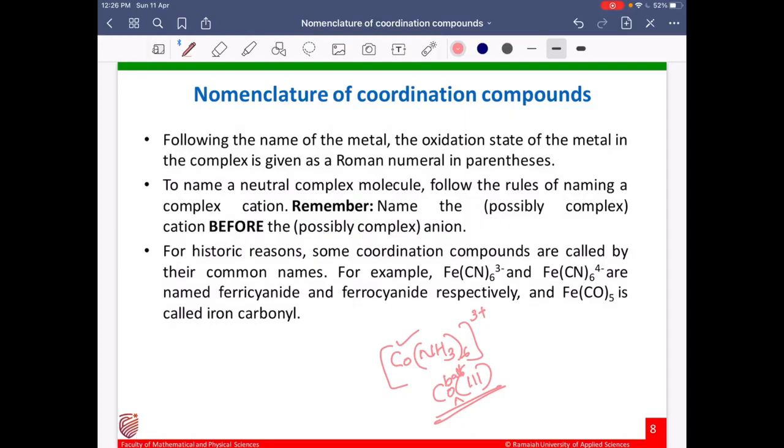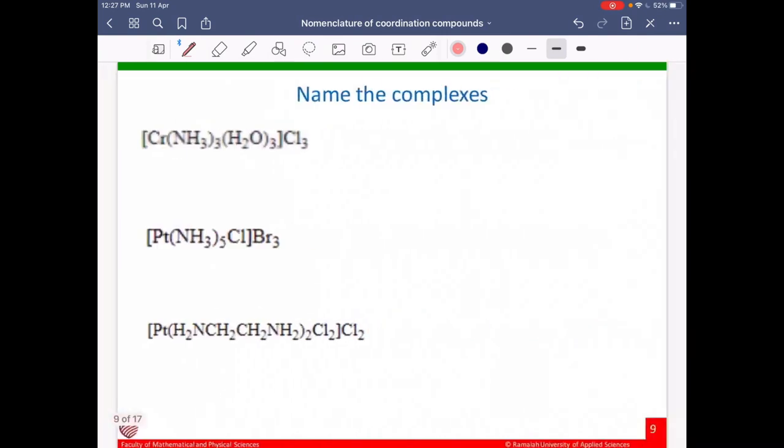For historic reasons, some coordination compounds are called by their common names. Fe(CN)6 3- and Fe(CN)6 4- are named ferricyanide and ferrocyanide respectively. And Fe(CO)5, we will call it iron carbonyl. This is mainly due to historic reasons, so we will call them by their common names. Now we will do some examples where we will name the complexes.